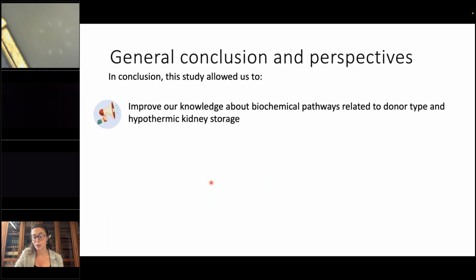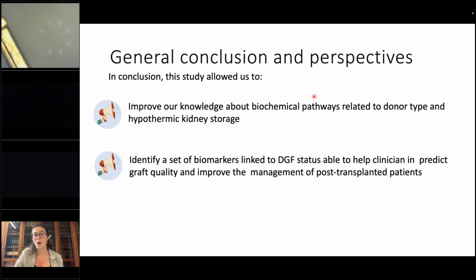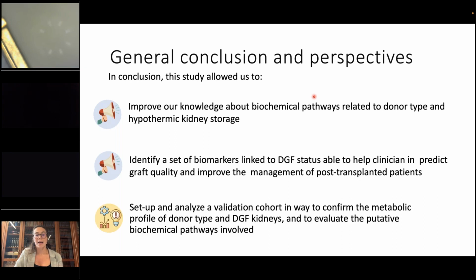As a general conclusion, through this study we were able to improve our knowledge about the biochemical pathways related to the hypothermic storage and related to the donor type. We were also able to identify a set of biomarkers linked to the DGF condition that could help clinicians in the management of post-transplanted patients. As a perspective, we hope that we will be able to set up a validation cohort in order to confirm the metabolic profile of both donor type and DGF outcome.